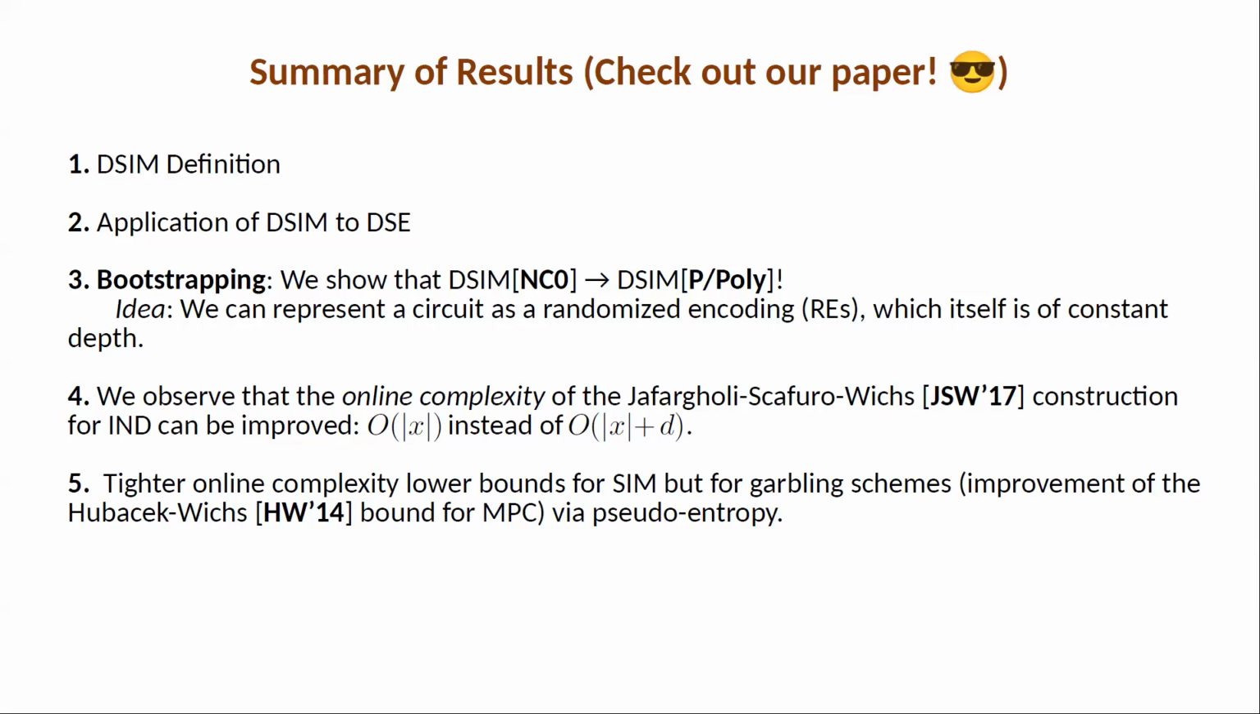The last result is we improved the analysis of Hubáček and Wichs. They show a lower bound on the online complexity for any MPC protocol, but we show that we can improve the lower bound by a single bit for garbling schemes. And this is nice because all it requires to make this argument is simple counting.